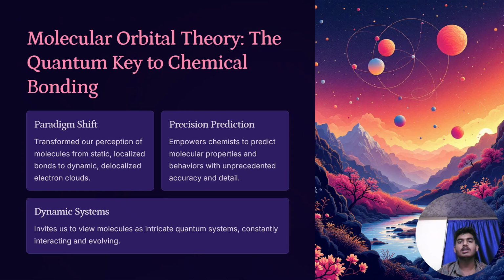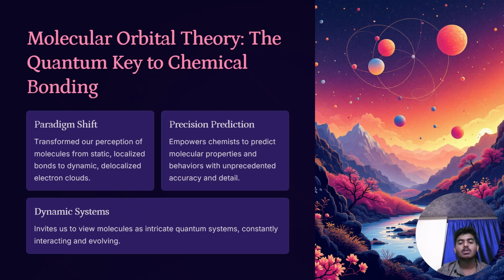Molecular orbital theory, the quantum key to chemical bonding, paradigm shift. MOT transformed the perception of molecules from static, localized bonds to dynamic, delocalized electron clouds. Electrons in a molecule move through the entire molecule rather than being confined to individual atoms. Precision prediction. The theory empowers chemists to predict molecular properties and behaviors with unprecedented accuracy and detail, including stability, magnetic properties, and electronic transitions.